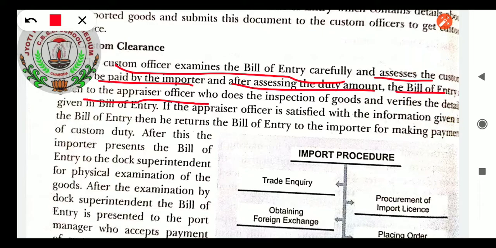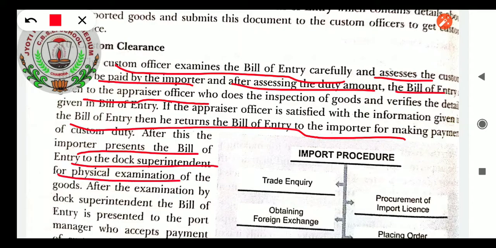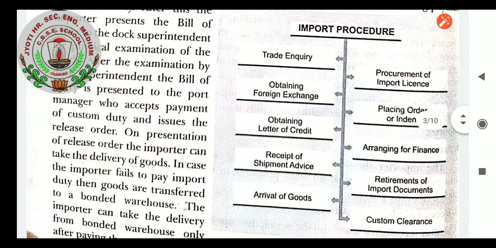If the appraiser officer is satisfied with your information, then he returns the bill of entry to the importer for making payment of customs duties. After this, the importer presents the bill of entry to the dock superintendent for physical examination of the goods. After the examination by the dock superintendent, the bill of entry is presented to the port manager, who accepts the payment. So likewise, students, make notes so that you can learn the particular points carefully. On presentation of the release order, the importer can take the delivery of goods.